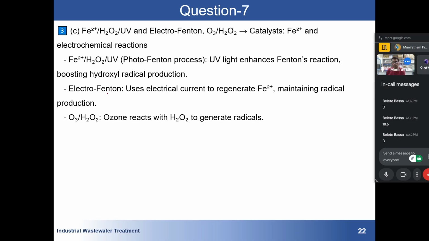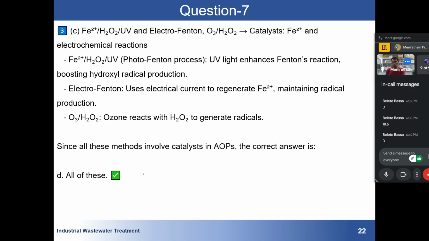So what happens in electro-Fenton? We use electricity to generate Fe2+, and this Fe2+ makes sure that more and more OH radicals are produced. Now ozone again: in the system, ozone reacts with H2O2 to form radicals, and these all go in a cycle to produce more and more OH radicals. So since all these methods involve catalysts in AOP, the correct answer is D.